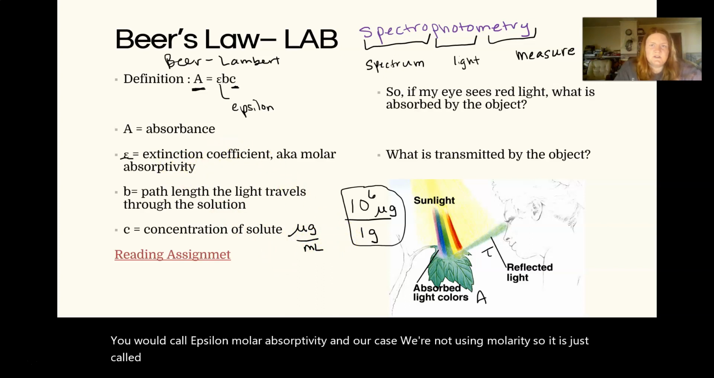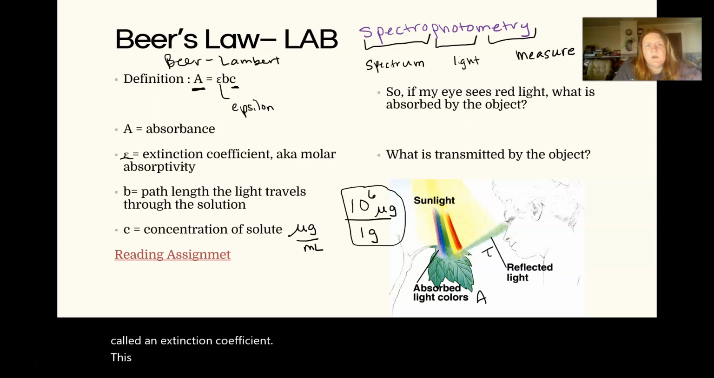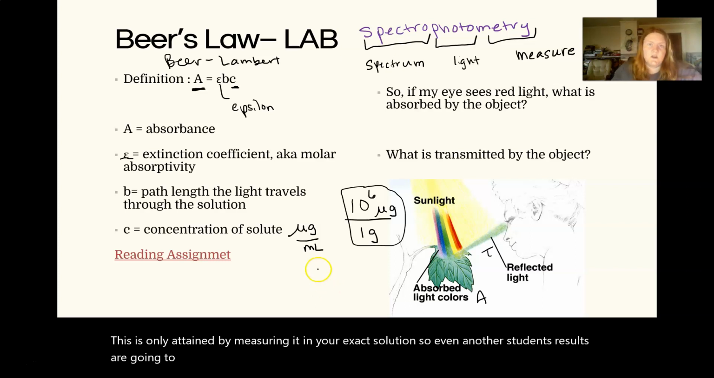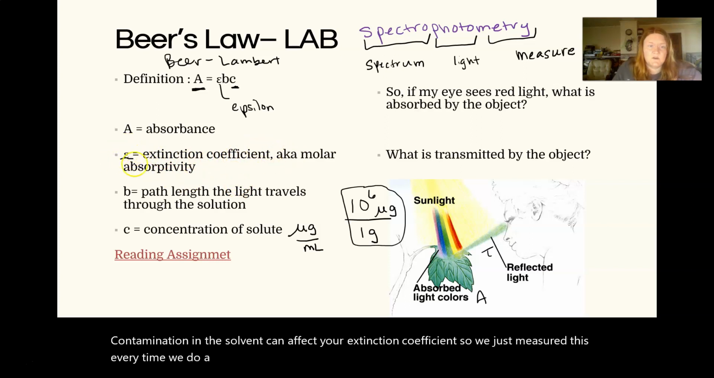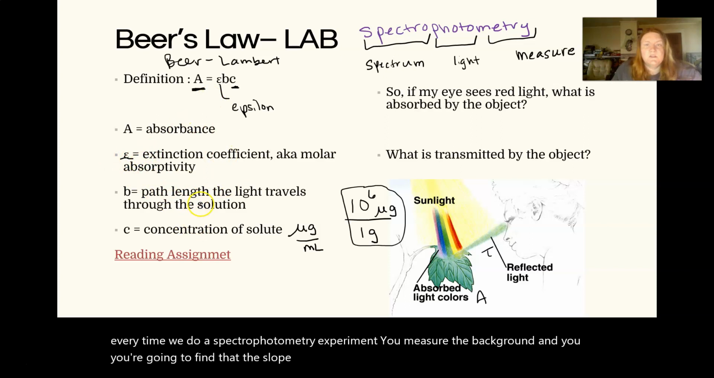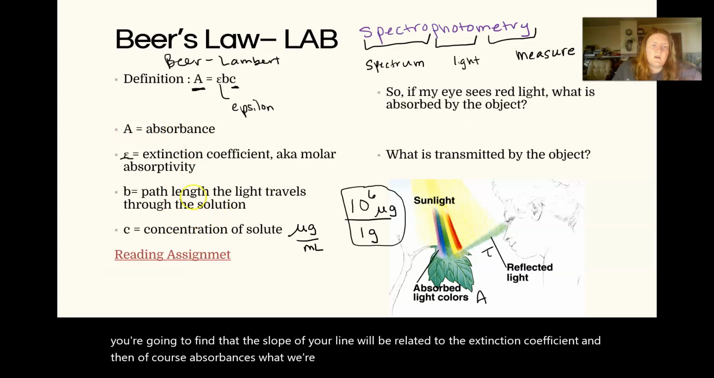This is only attained by measuring it in your exact solution. So even another student's results are going to vary compared to yours. It's affected by all kinds of different variables like concentration, the solvent that's present, and any contamination in the solvent can affect your extinction coefficient. So we just measure this every time we do a spectrophotometry experiment. You measure the background, and you're going to find that the slope of your line will be related to the extinction coefficient. And then, of course, absorbance is what we're actually measuring.